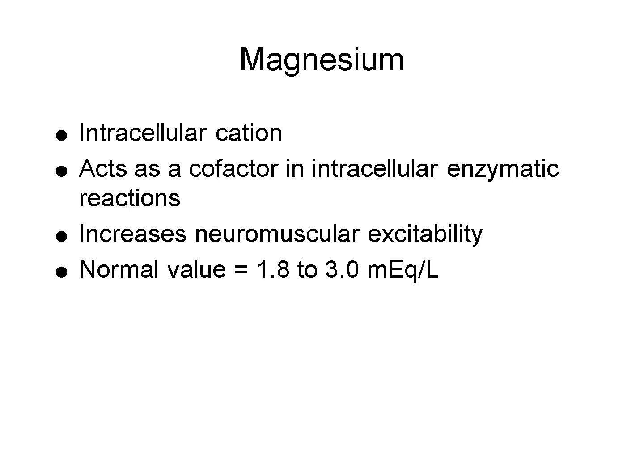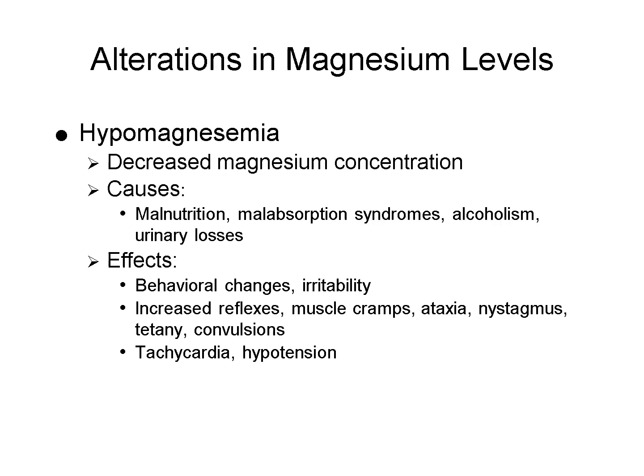Magnesium is an important intracellular cation that acts as a cofactor in numerous intracellular enzymatic reactions. It plays a vital role in regulating neuromuscular excitability, helping to maintain proper nerve and muscle function. The normal magnesium concentration in the blood ranges from 1.8 to 3.0 milliequivalents per liter.